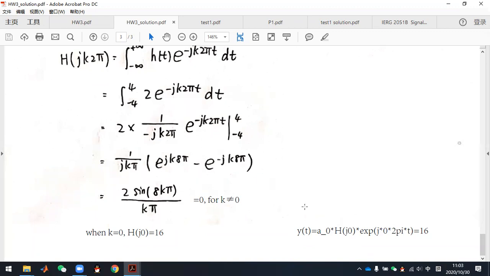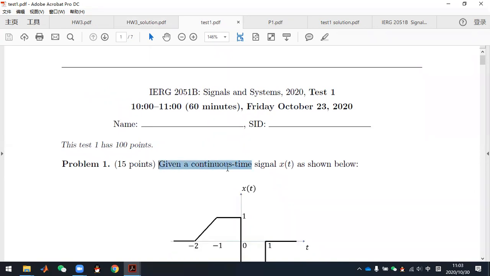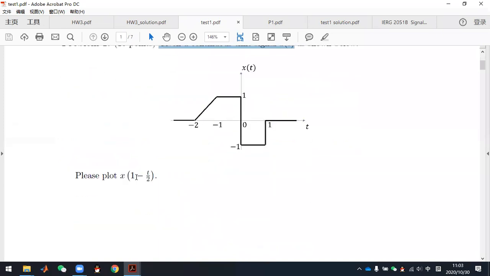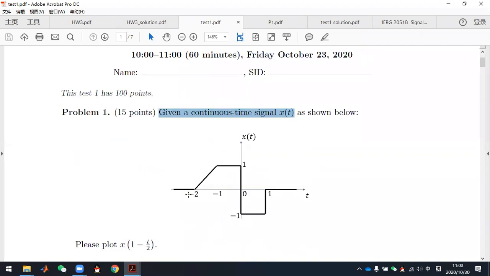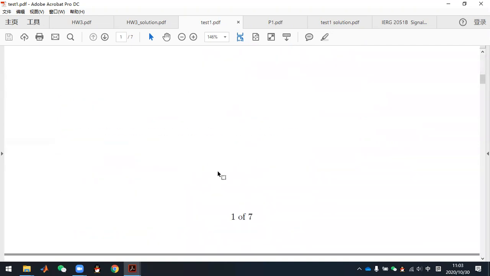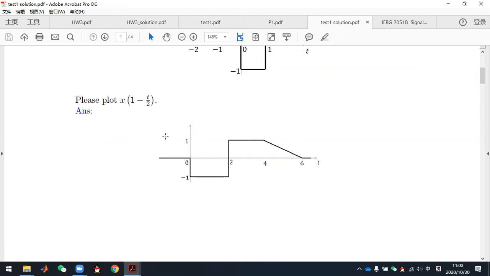Okay, maybe we don't have enough time. Let's look at the problems in test one quickly. The first one: given a continuous time signal x of t, shown here, you are asked to plot x of 1 minus t over 2. So this is a time domain transformation problem. The answer is given directly here.